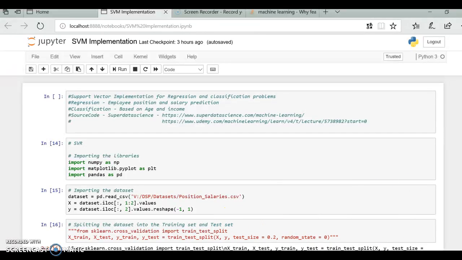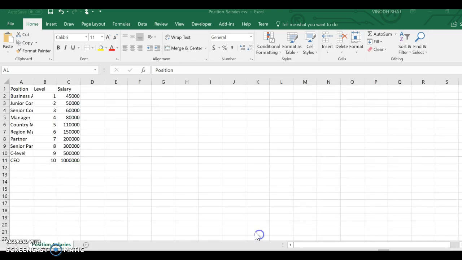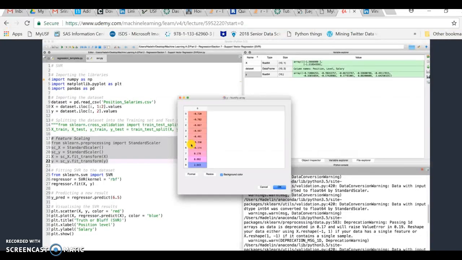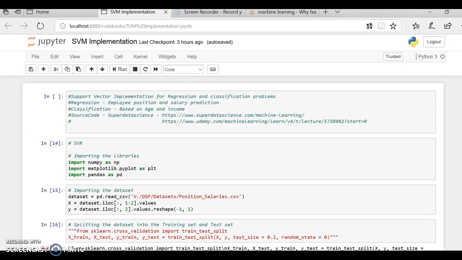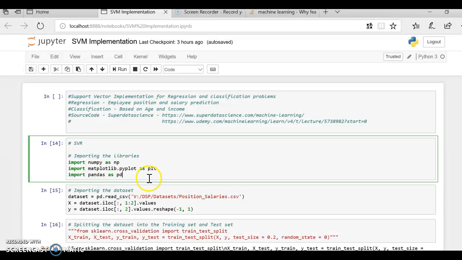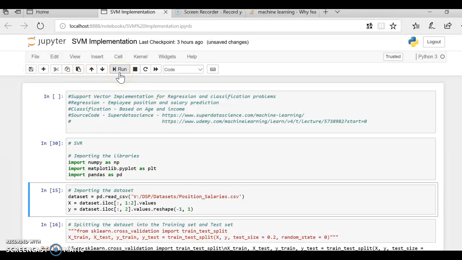The first one is the position salaries. This is a simple data set based on the position and the salary, or based on their level information. So in here, this is a nonlinear problem, so I have to apply the algorithm based on the nonlinear kernel. I'm importing the libraries and importing the data set.